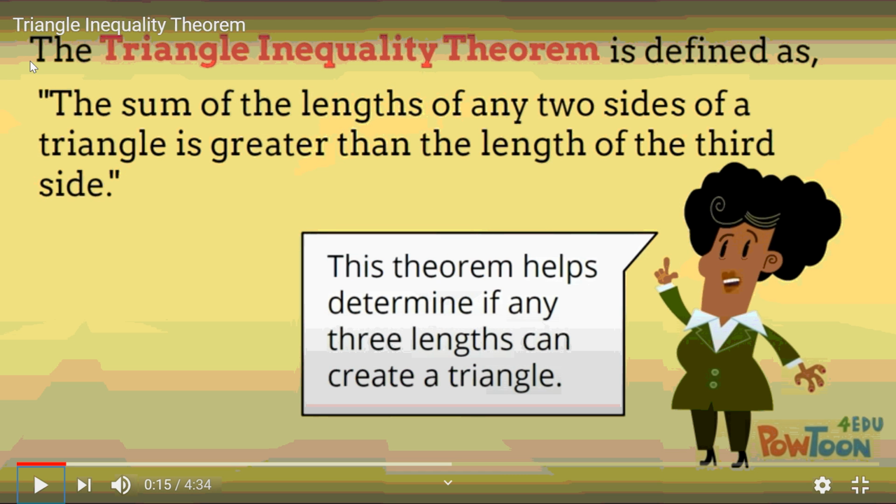So I want to pause for a second and give you a moment to read this. So the triangle inequality theorem is defined as the sum of the lengths of any two sides of a triangle is greater than the length of the third side. And so this theorem helps determine if any three lengths can create a triangle. Sometimes we may not have lengths that are able to connect in such a way to create an enclosed triangle figure.